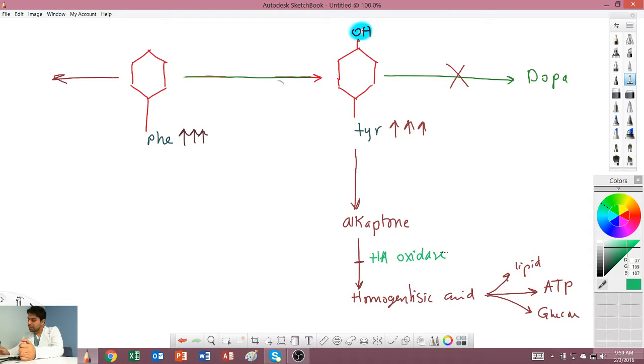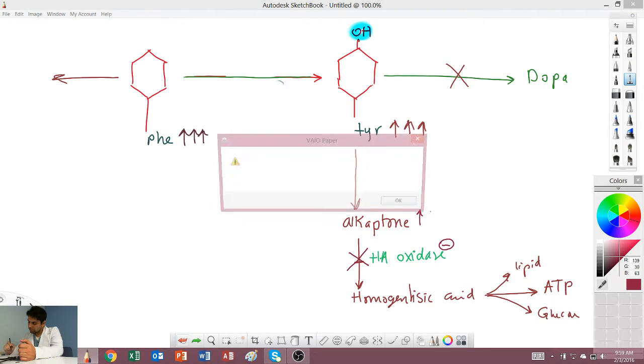But if this enzyme is deficient, that means this reaction will not go forward and you will have accumulation of what? Alkaptone. Alkaptones. Are you serious?